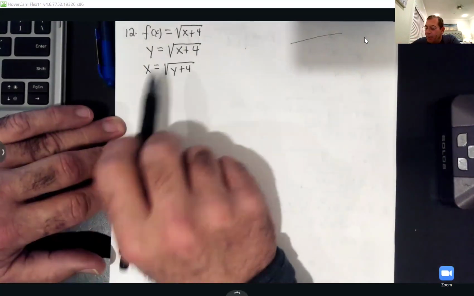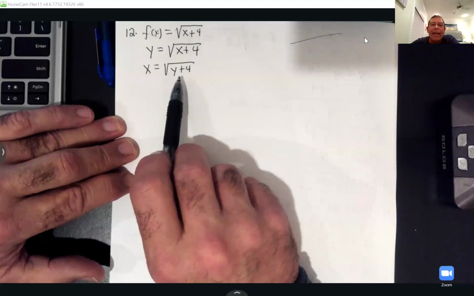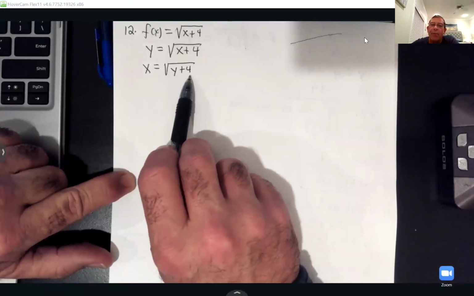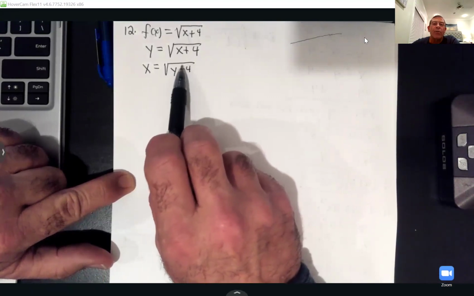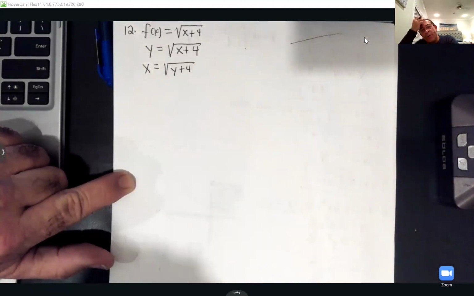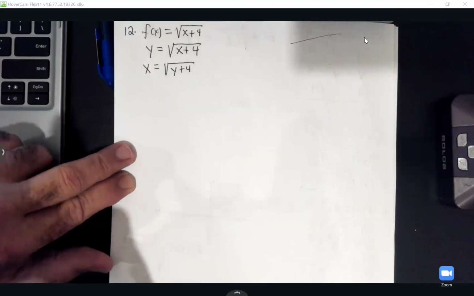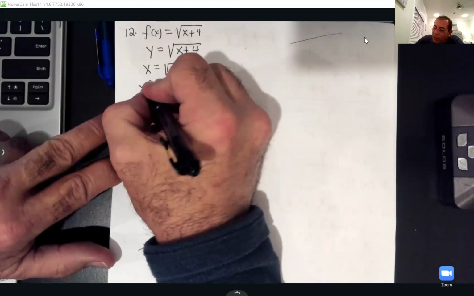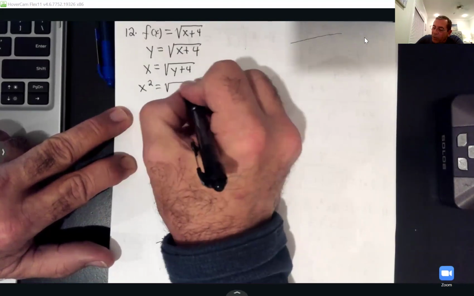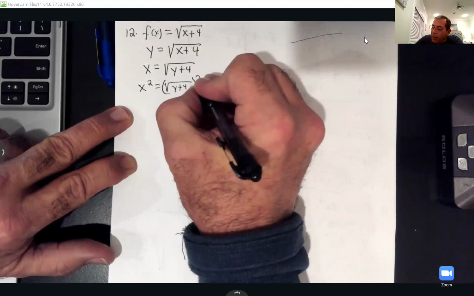Now, here's something. We need to solve that for the y. But y'all, I cannot subtract 4 yet because this y plus 4 are both under that radical. So what I need to figure out, y'all, how can we get rid of that radical? You have to square it. I got to square it. Good job. So the x squared will equal the square root of y plus 4 squared.